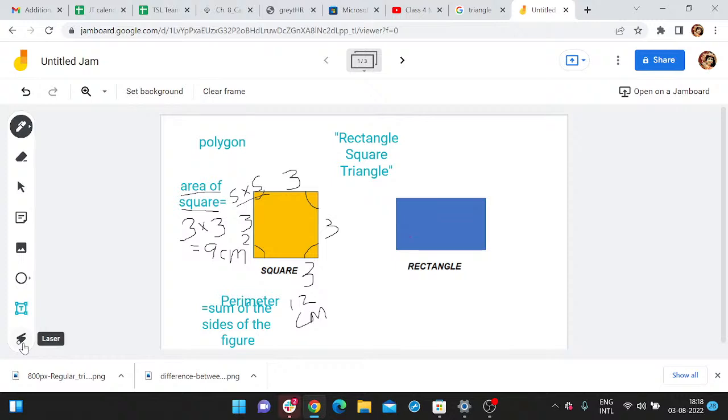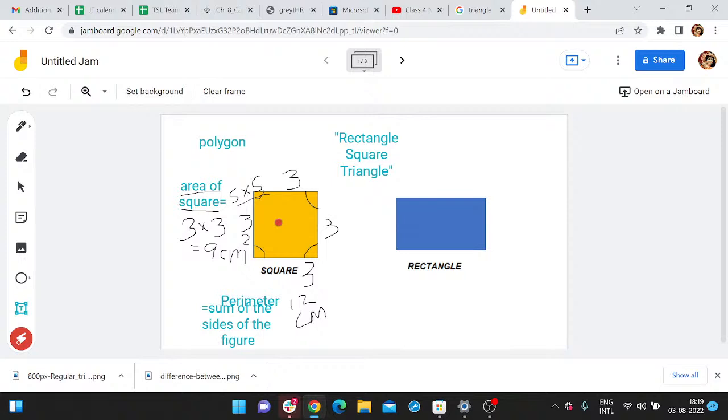But first let us study what a rectangle is. So this is how a rectangle looks. If you can see it here, I have made a tick mark over here. This is a rectangle. As you can see, it is really different from a square. The square is in yellow, the rectangle is in blue.